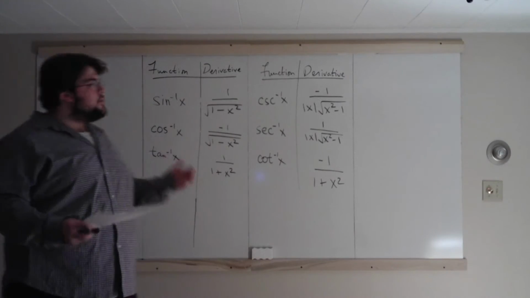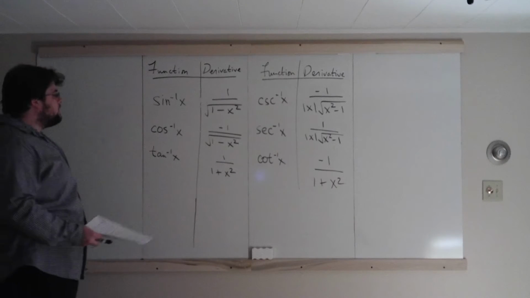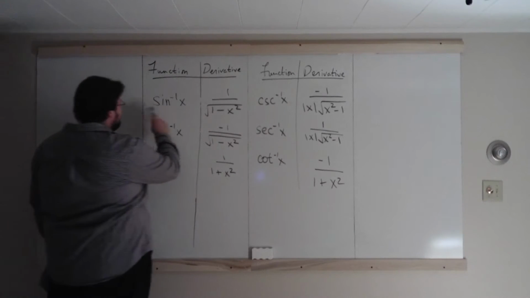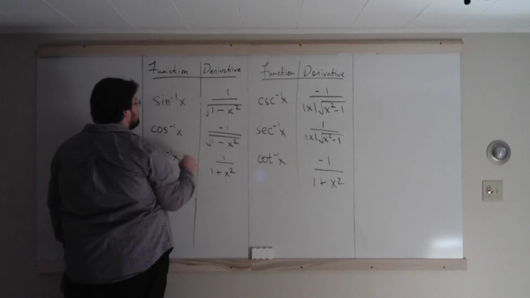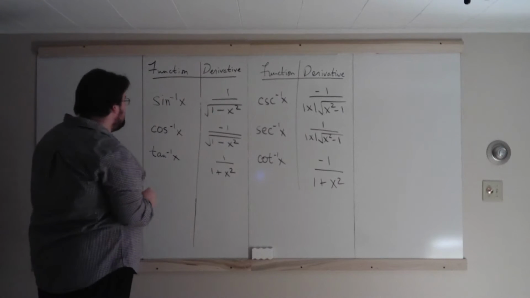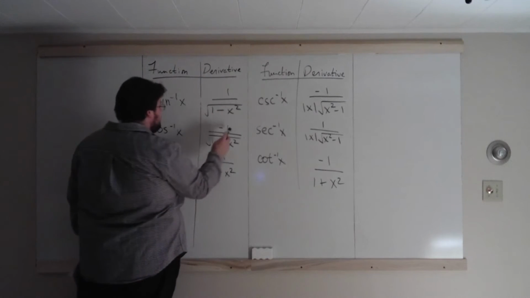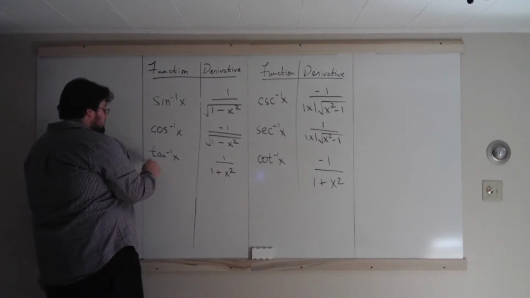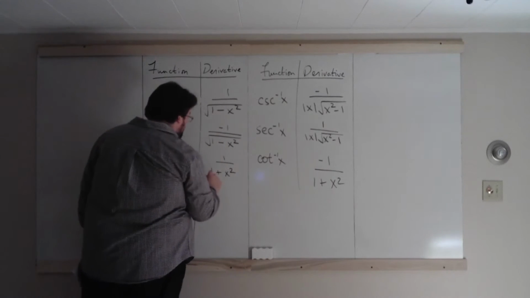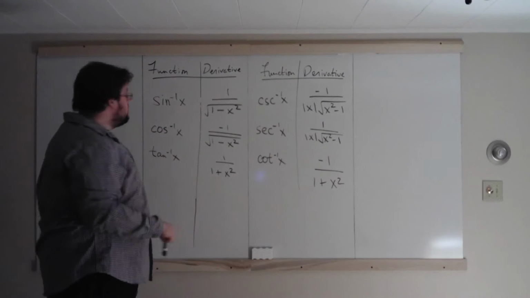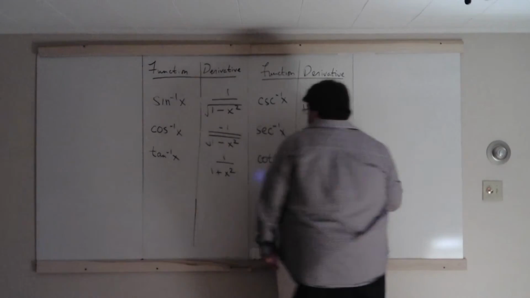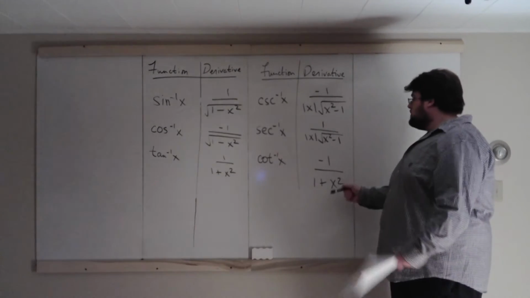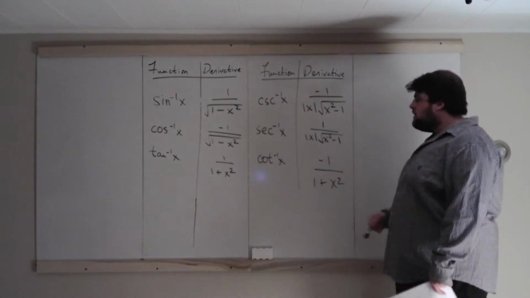And we also have derivatives of the inverse trig functions. Derivative of inverse sine is 1 over root 1 minus x squared. Derivative of inverse cosine is the same as the inverse sine, but with a negative. Derivative of inverse tangent, 1 over 1 plus x squared with no square root. Derivative of inverse cotangent is the same as the derivative of inverse tangent, but negative.